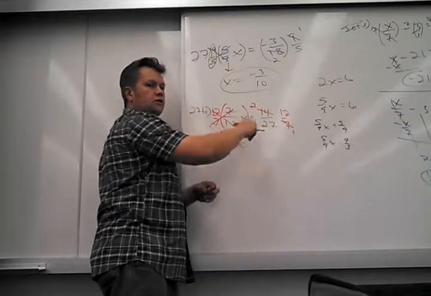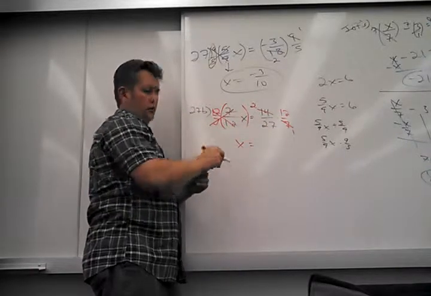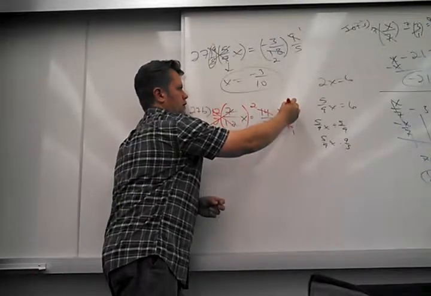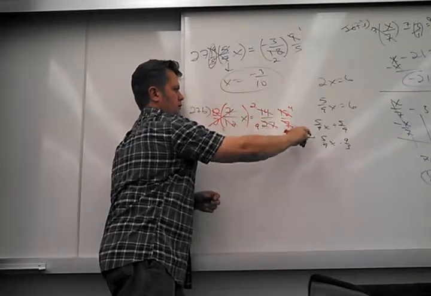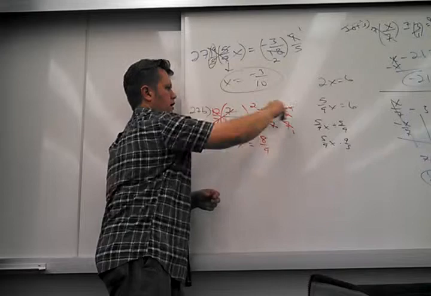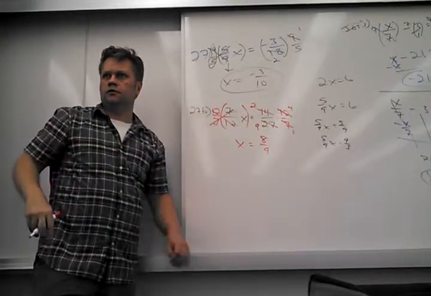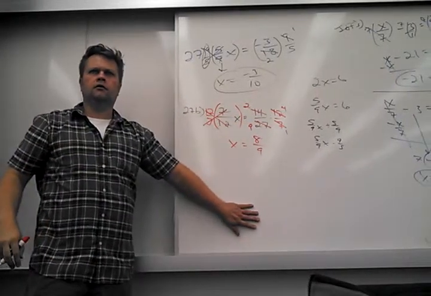What goes into 12 and 27? 3. 3 into 12 is 4, and 9. I like it. So what do you end up with? 8 over 9. I love it. Just multiplying across. Does everybody see that?